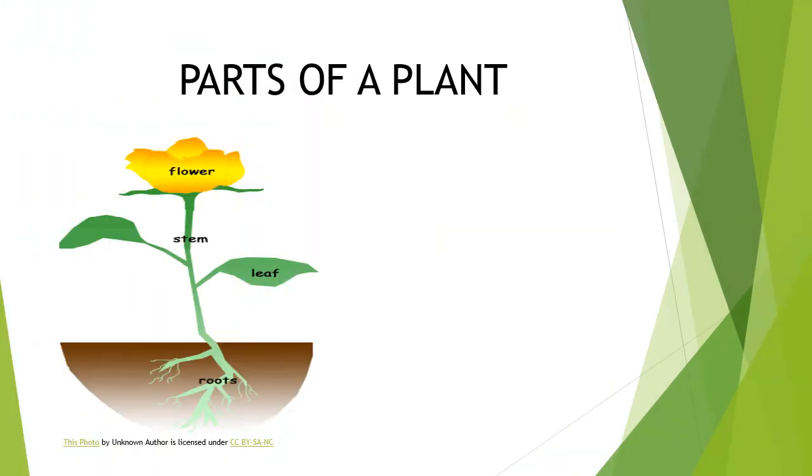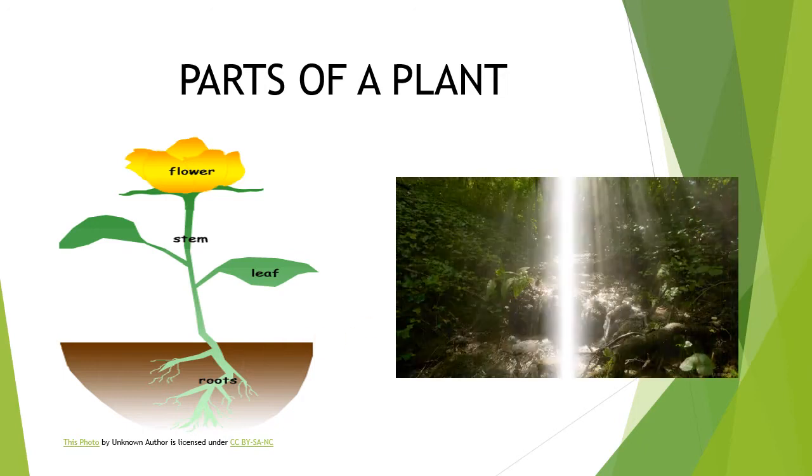Now, when Abdul pulled out the plant or the grass from the ground, what did he find? He saw there were roots. Now, this is the part of the plant. What is this? Flower. Stem, we have a leaf, and here are the roots. Roots are under the ground. And what does a plant need to grow? It needs sunlight, soil, and water.